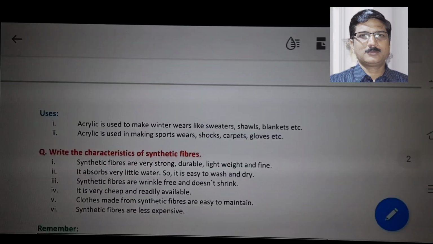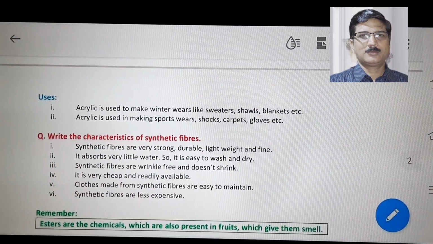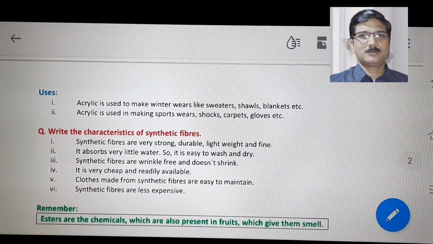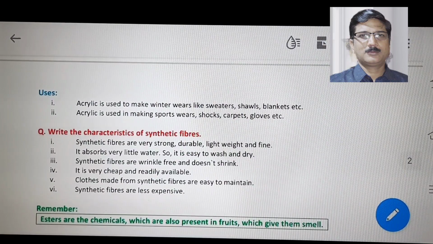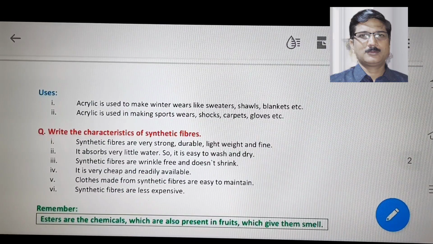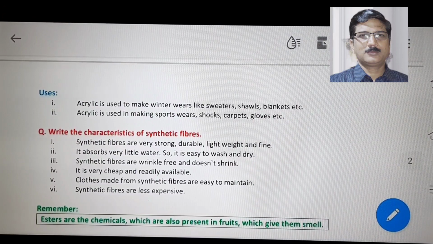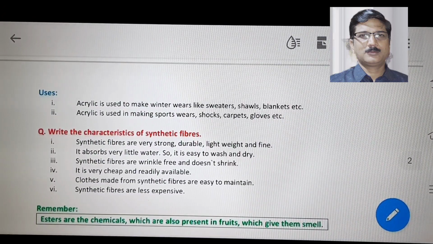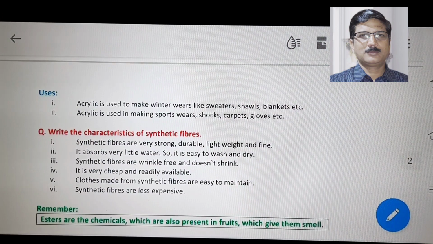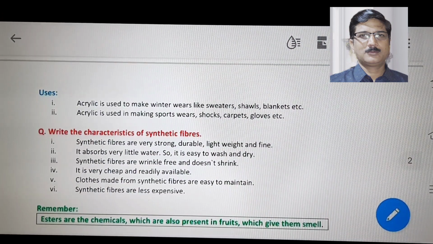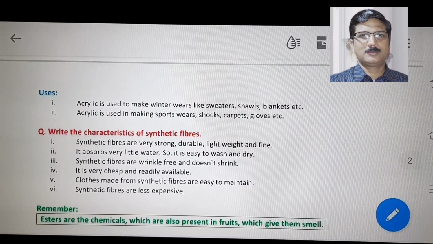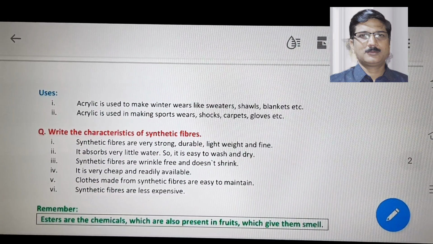So, the characteristic properties of the synthetic fiber. Synthetic fibers are very strong, durable in nature, lightweight and fine. These fibers are stronger than the natural fiber, and it is long lasting, lightweight and lustrous. Second characteristic property: it absorbs very little water, so it is easy to wash and dry. Synthetic fibers are wrinkle free and do not shrink.